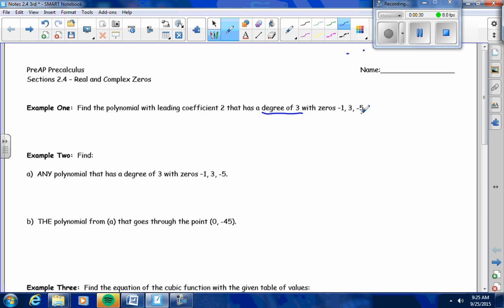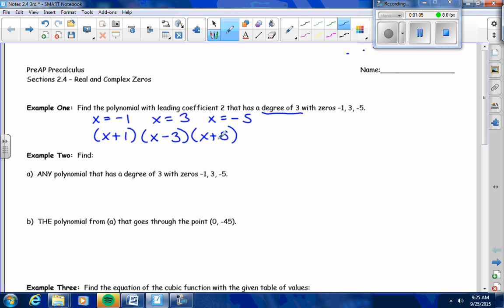Okay, so we know we have to have a 0 at x equals -1, x equals 3, and x equals -5. If the 0 is -1, what is the factor that produces that 0? X plus 1. What is the factor that gives us x equals 3? X minus 3. What is the factor that gives us x equals -5? X plus 5.